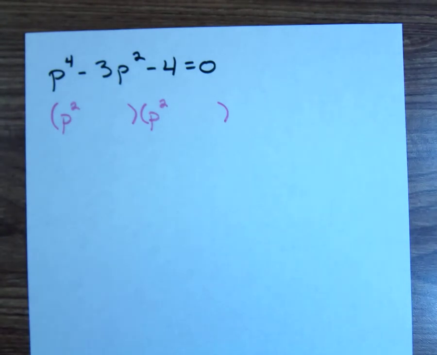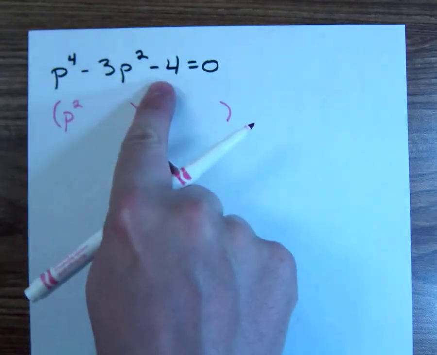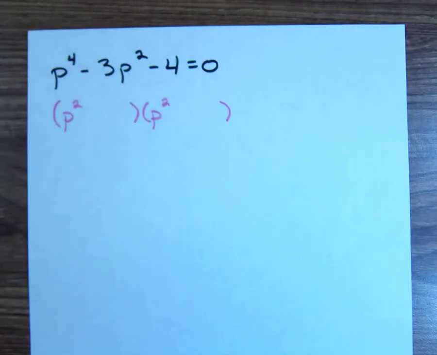What are two numbers you can multiply together to get -4, and when you add them, you get -3? Negative 4 and positive 1. There you go.